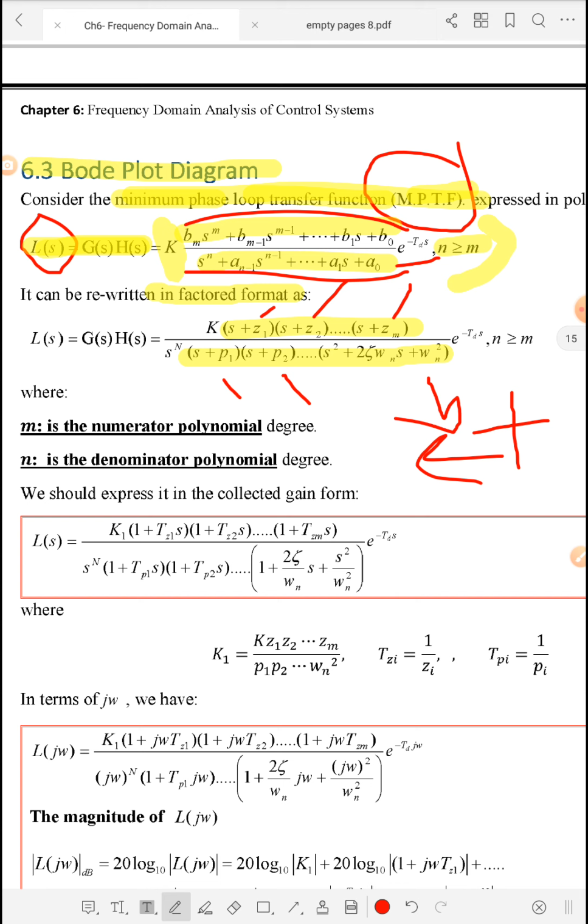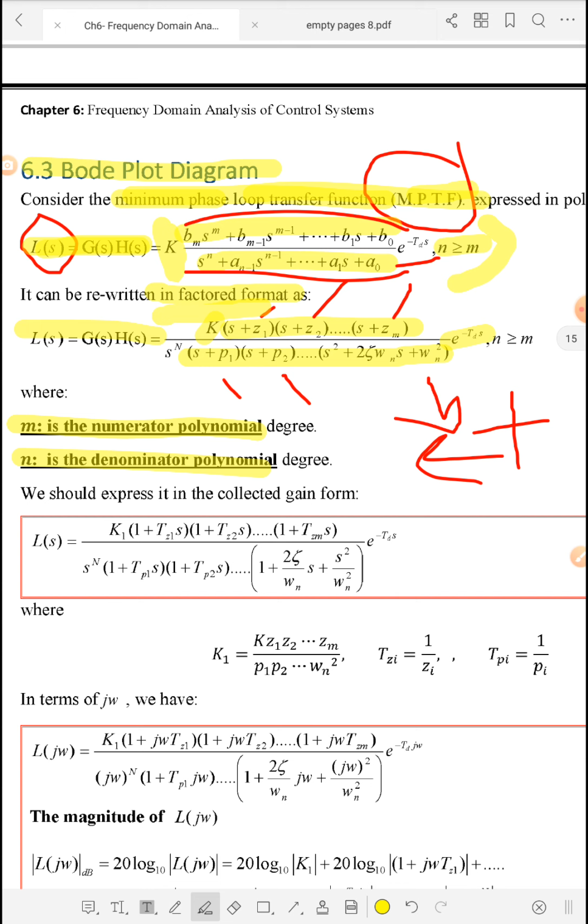But in Bode plot, one of the advantages of the Bode plot design and the frequency domain design is that it deals with delay, while in root locus, in the time domain, we did not cover this point. So again, this is the factored form of L, which is equal to GH, and again the delay is there and K is there. m is the numerator polynomial degree and n is the denominator polynomial degree.